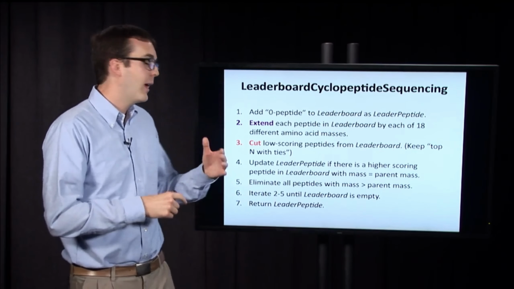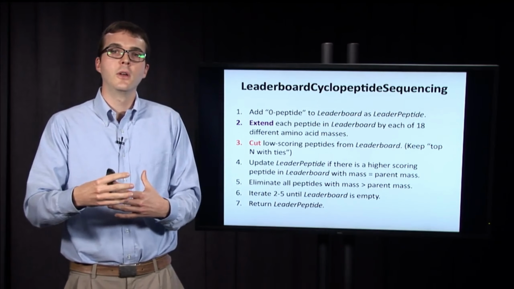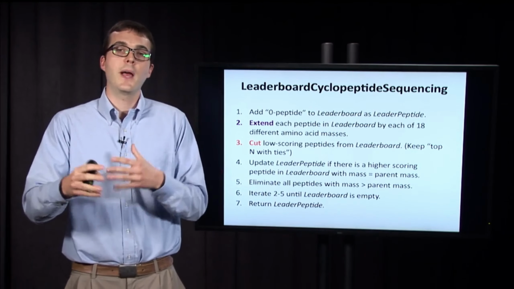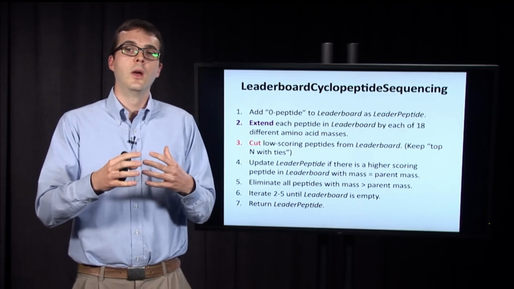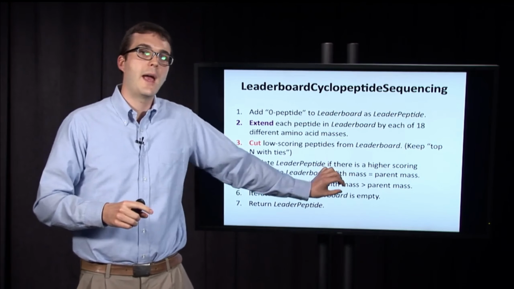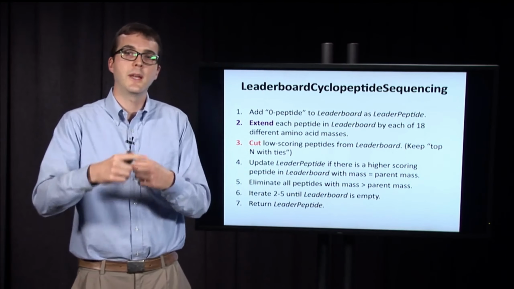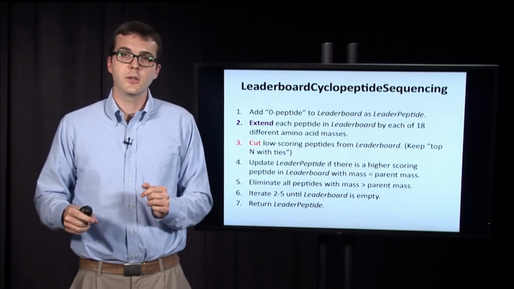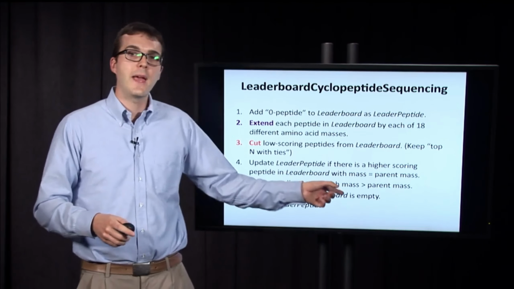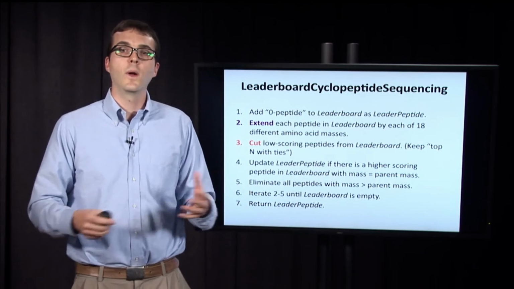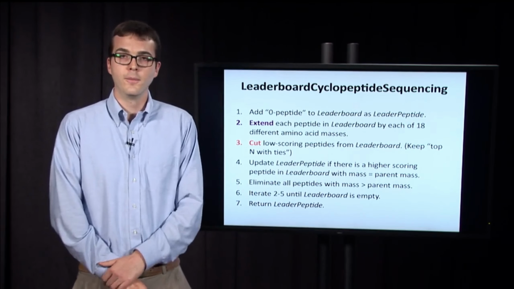And so at the end, after we go through this procedure, we're going to branch and bound and branch and bound. It's actually going to guarantee to always have an empty leaderboard at the end. So that's at step 6, after we go through these steps 2 through 5, we're going to have an empty leaderboard. And then at that time, we return what is our leader? What's the best peptide that we've encountered so far?